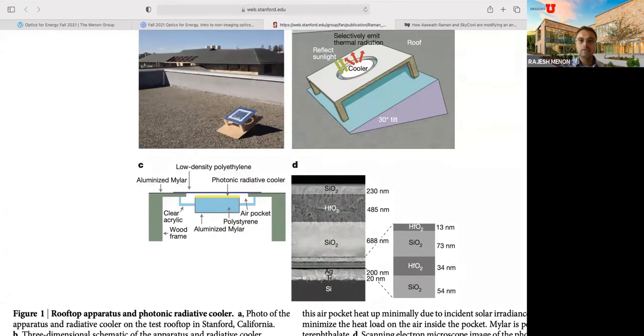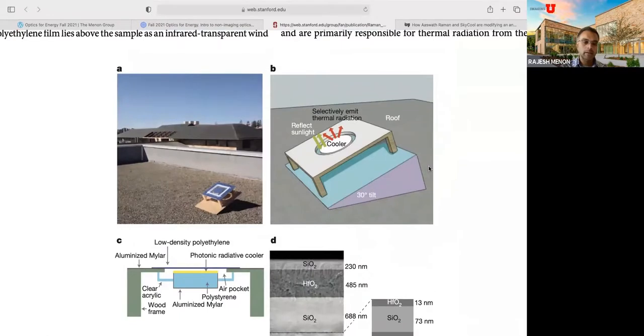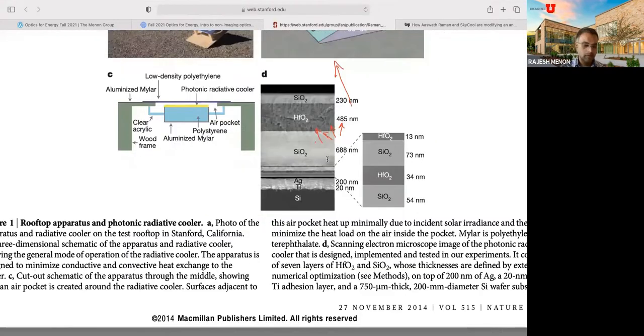And as you can see in the picture here, it shows exactly what happens. They tilted it to face the sun. In this case, this was done in the winter, so it's tilted 30 degrees, and that just reflects the Bay Area latitude. And so the light coming in, some of it's reflected off, and these red arrows show the radiative cooling that's happening. Now the details, if you're interested, of the actual photonic radiative cooler is shown here.